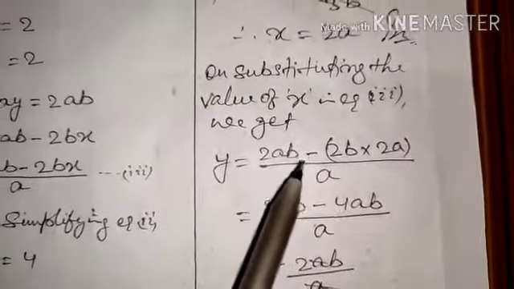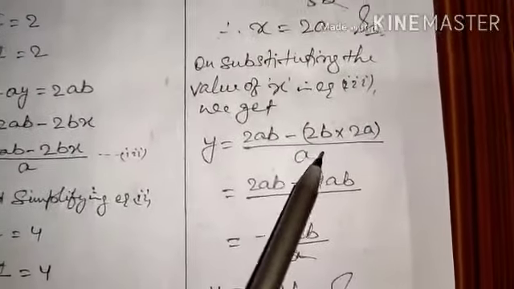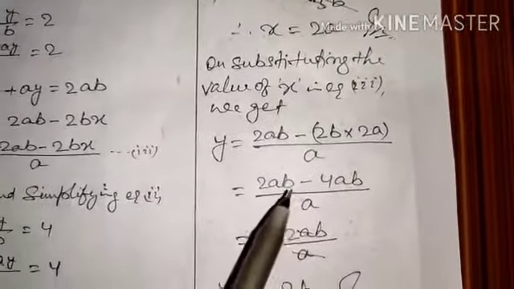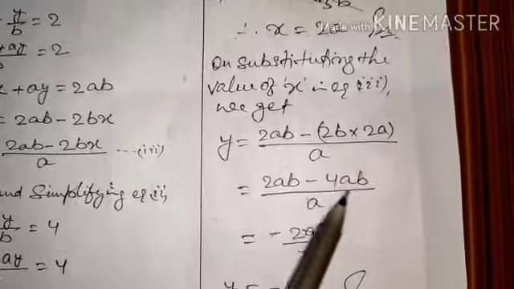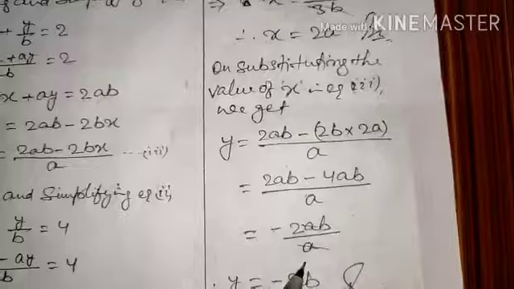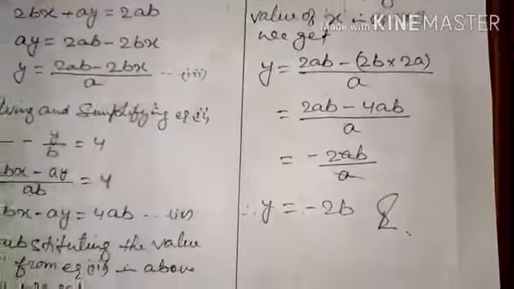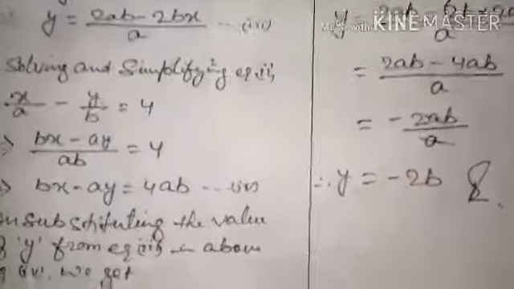So we are doing that 2b minus 2b into 2a. In place of x we have substituted 2a divided by a. Now when we multiply it, it will become 4ab, so 2ab minus 4ab will become minus 2ab, a cancels, so what we are left with, y is equal to minus 2b. So this is the solution of this equation, y is equal to minus 2b and x is equal to 2a. So we have got our solution.